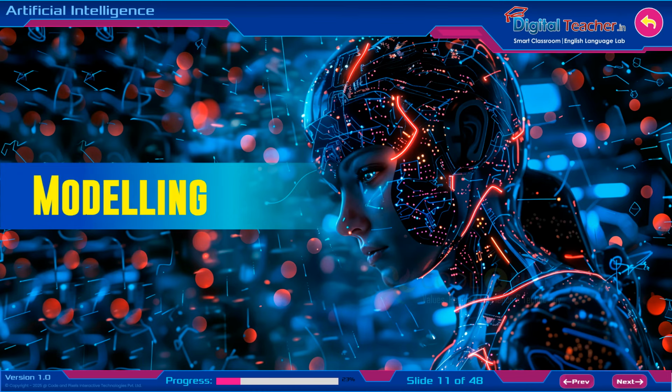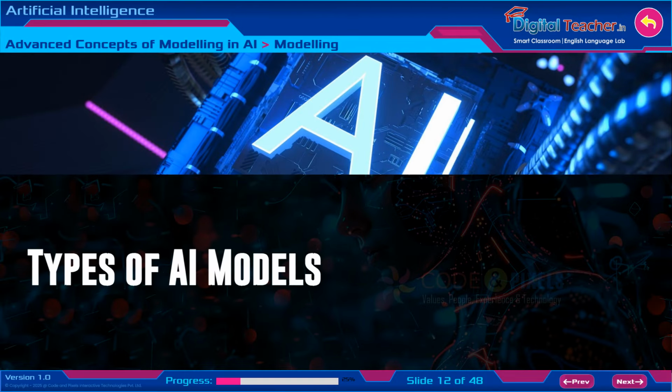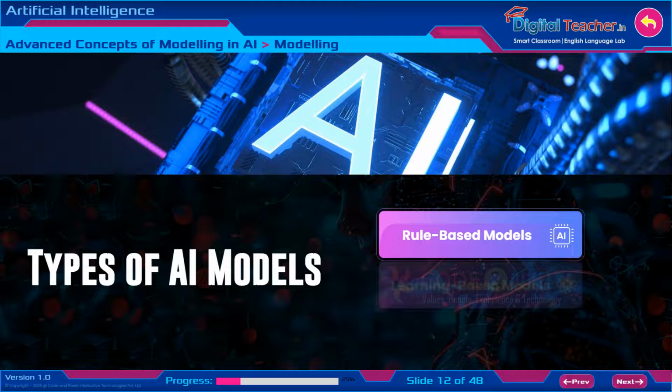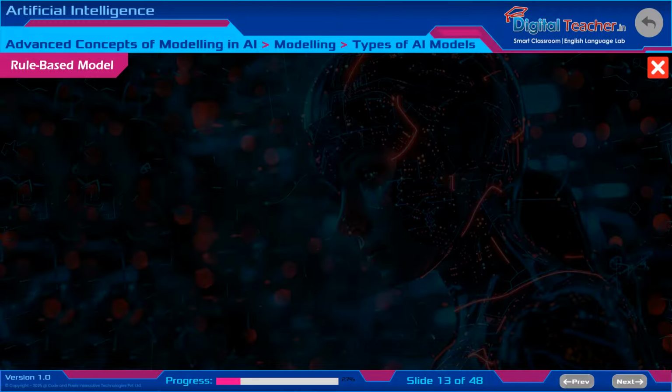Modeling. Types of artificial intelligence models. There are two types of artificial intelligence models: rule-based models and learning-based models. Rule-based models.